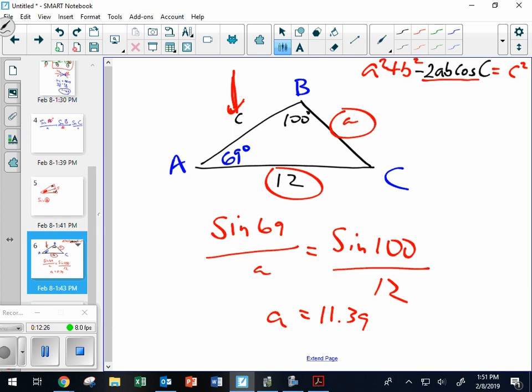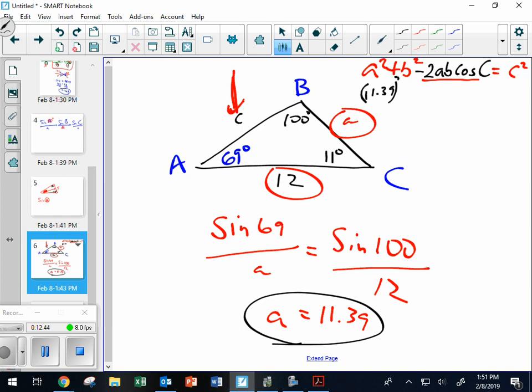Big C, I know, because these have to add up to 180. So 11 degrees? Thank you. And then I'm going to go A, little a, we just solved a second ago, it's right here.